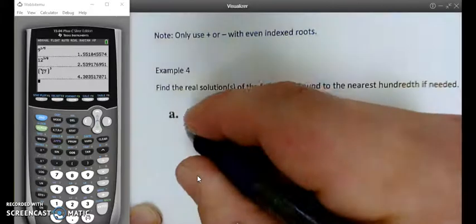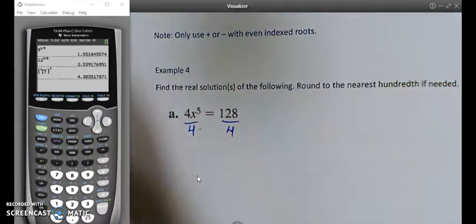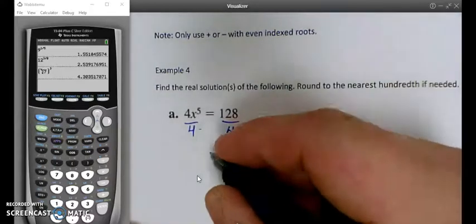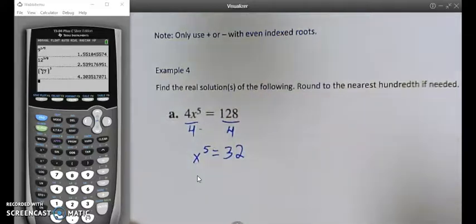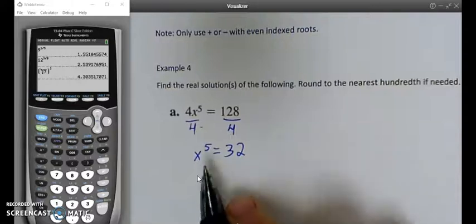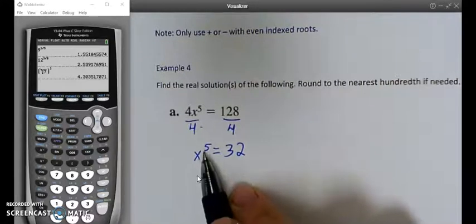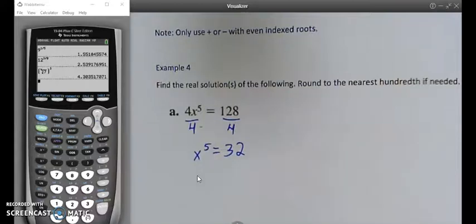So on this first problem, you do just divide both sides by 4, and 128 divided by 4 is 32. So x to the 5th power is equal to 32. Now, the reason why you don't have to do plus or minus is because since it's positive, I would have to be raising a positive number to the 5th power to get 32. There's no way I could raise a negative number to the 5th power to have gotten this value. So that's the reason for not using plus or minus.